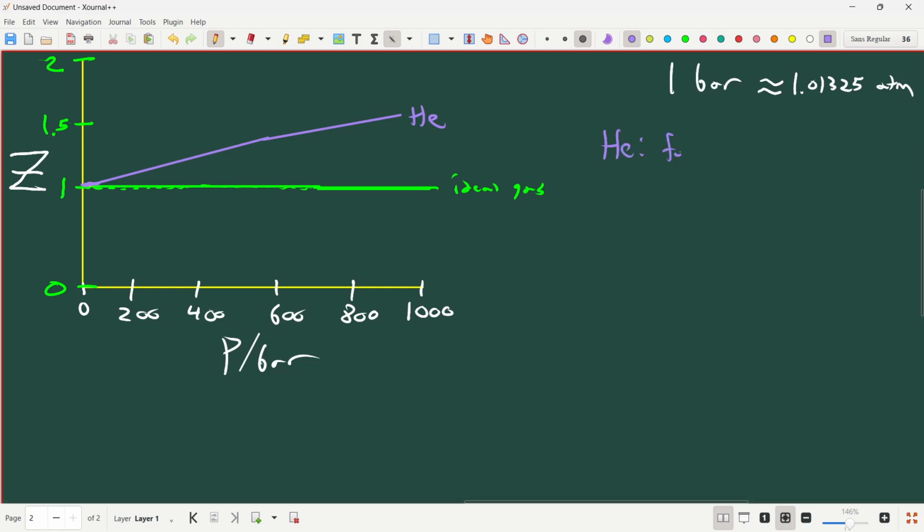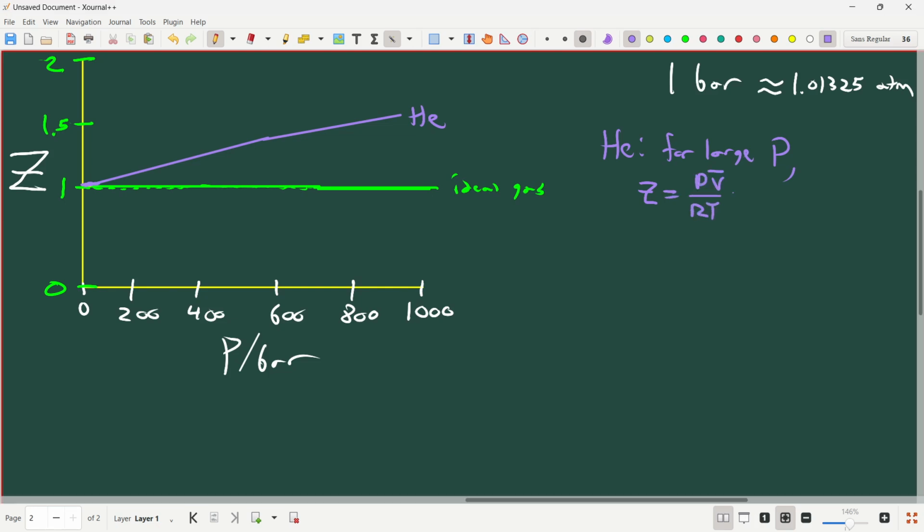it says for large P that Z, which is equal to P times the molar volume divided by RT, is greater than 1. All right, so what does that mean? Well, it says that this quantity, remember P times V, that's an energy. It's work. It says that the energy available to fill the box is greater than what's being provided by the thermal energy.